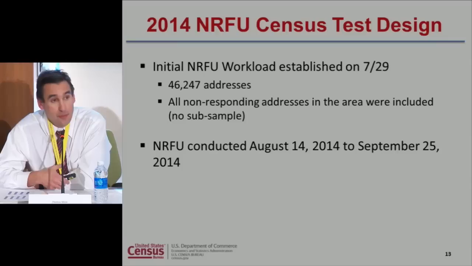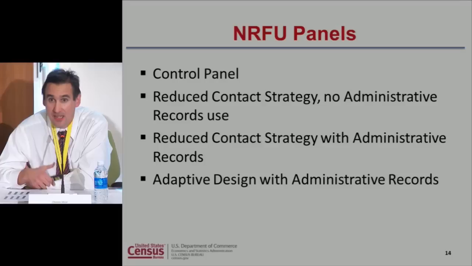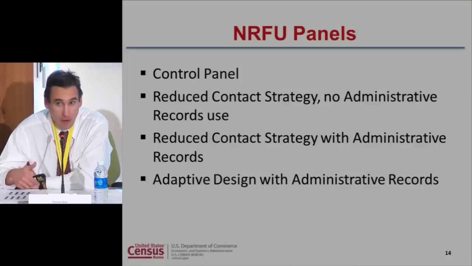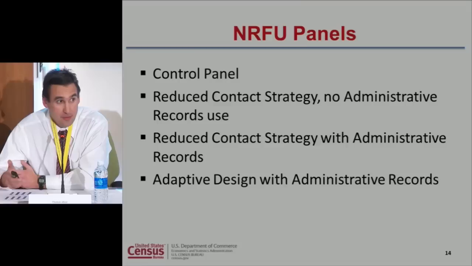So this is a brief summary of the four panels that we used in the 2014 census test. There was the control panel where we ended up implementing 2010-like procedures, but we did have the automation of the Compass instrument and the automated control system. We did have two panels which ended up using our reduced contact strategy. In those, we ended up having personal visits with a telephone option in the middle. And these two panels differed because we ended up having whether administrative records were used or not. The second panel listed, no administrative record cases were used to remove any of the workload for that panel.